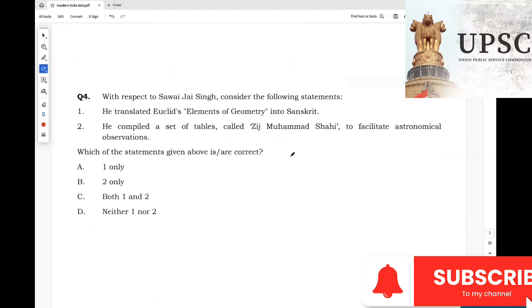Okay, the next question is also on that. Sawai Jai Singh is the same one. He translated Euclid's Elements of Geometry into Sanskrit. Yes, absolutely correct, without a doubt. He did that. As I told you, he was a very learned person. He was a very intellectual person, and mathematics was his interest. He compiled the set of tables called Zij Muhammad Shahi to facilitate astronomical observation, and this was used in Jantar Mantar as well.